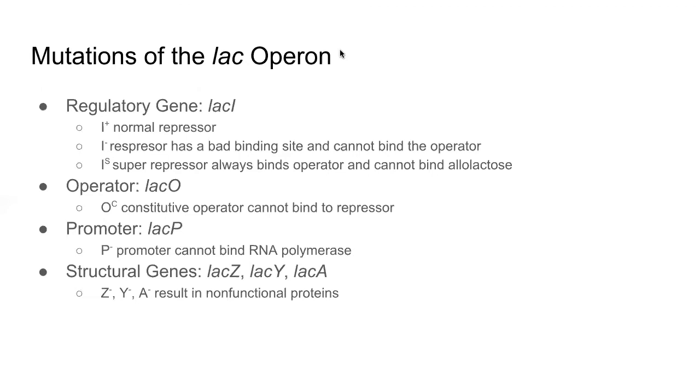The operator can have a mutation denoted here as OC, meaning the operator is constitutive. This means the operator cannot bind a repressor even when allolactose is not present and the produced repressor is available. The promoter can have a mutation, P-, which means the promoter cannot bind RNA polymerase. This means no transcription would follow on the operon. The structural genes can also have mutations, Z minus, Y minus, and A minus, which result in non-functional proteins.